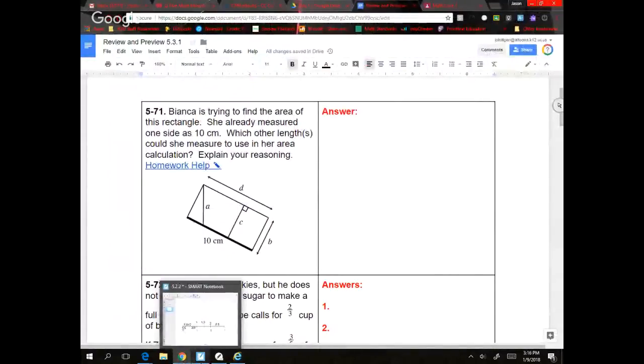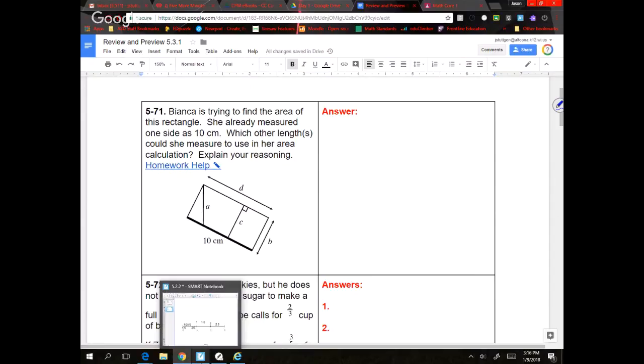All right. This is the answers for 5.2 or 5.3.1. First one, we're finding the area of a rectangle, and you actually don't have to solve the area. All you have to do is tell me, out of these missing sides, A, B, C, and D, which one or ones will help you find the area.